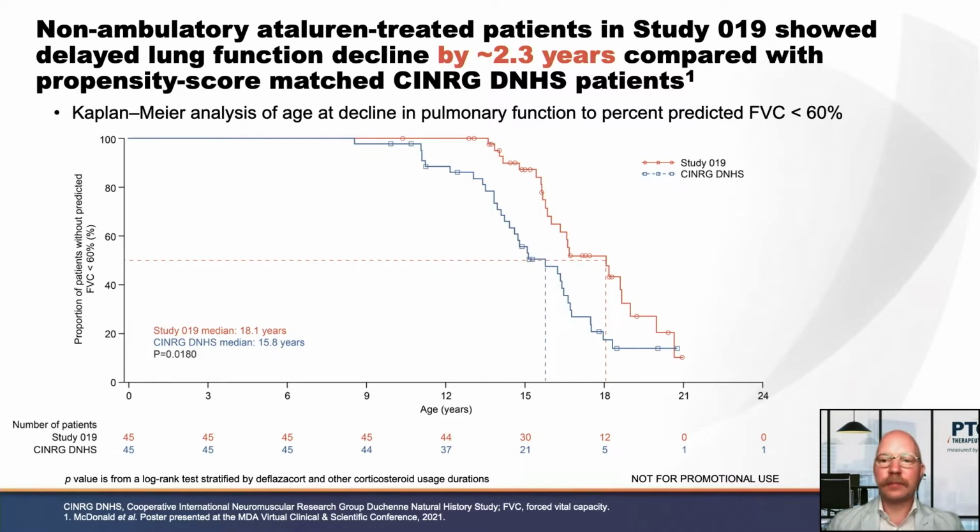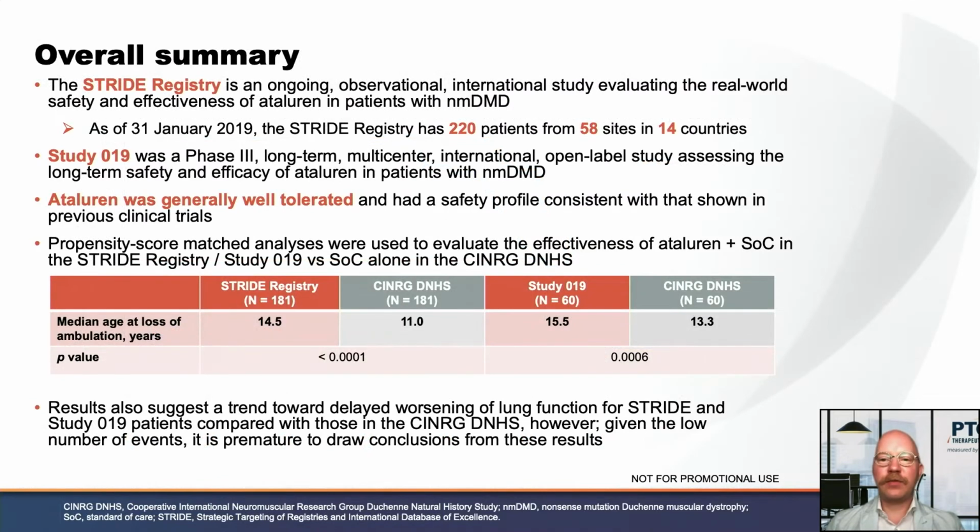Last slide, please. If we summarize the data that we have seen: data from the STRIDE registry, an ongoing observational study evaluating the real-world safety and effectiveness of Ataluren in patients with nonsense mutation DMD. As highlighted before, as of January 2019, 220 patients from 58 sites in 14 countries have been included. The second study I've shown, Study 019, was a phase 3 long-term multi-center international open-label study to assess the long-term safety and efficacy.